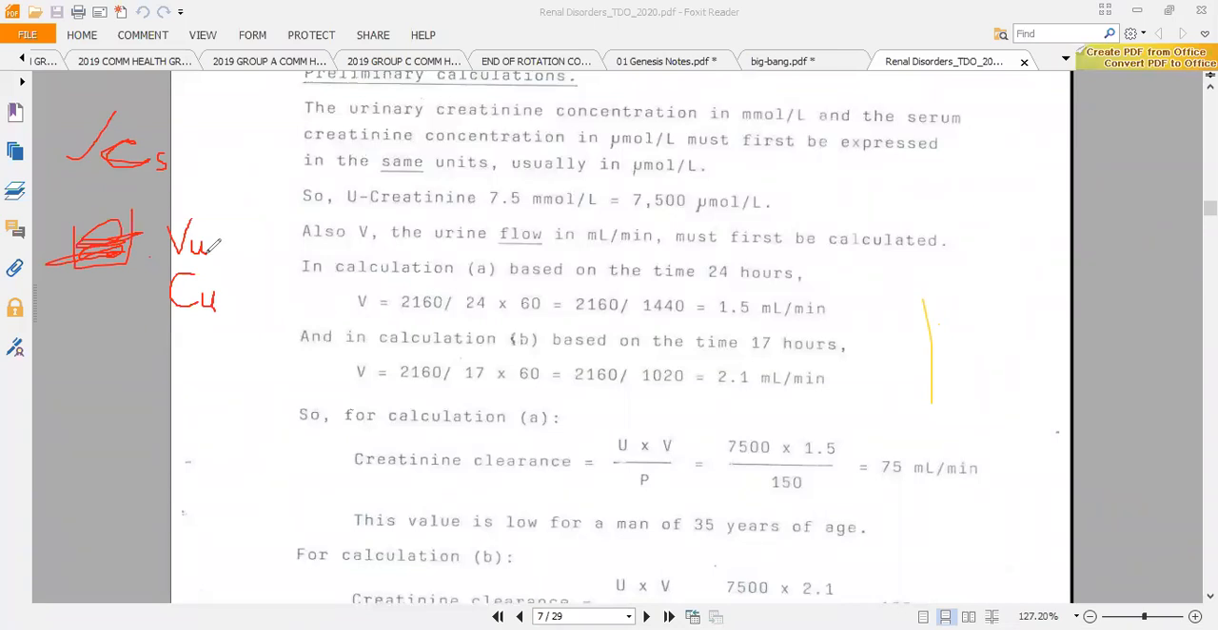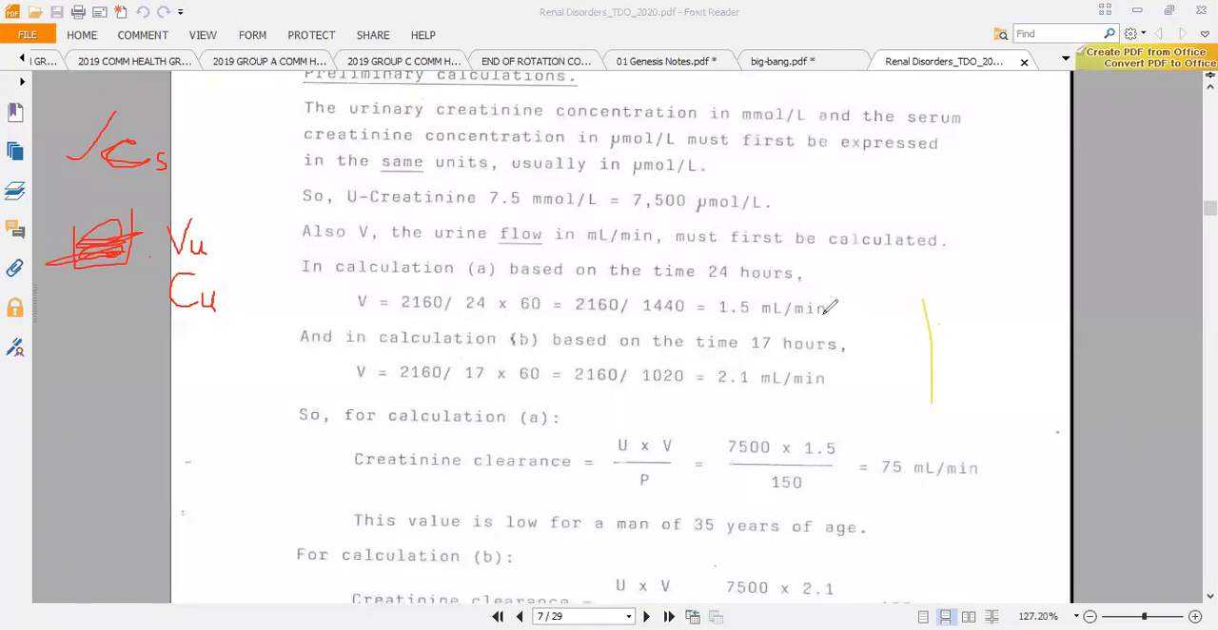So the flow rate of the urine means that, let's say from the question, in 24 hours the person urinated 2160 mils. So in order to calculate the urine flow rate, just divide this by 24 hours, but convert the 24 hours to minutes. So that's the first thing you do. Don't use the urine volume raw like that. Always convert the urine into the urine flow rate. And that will give you, from the question, 1.5 mils per minute.